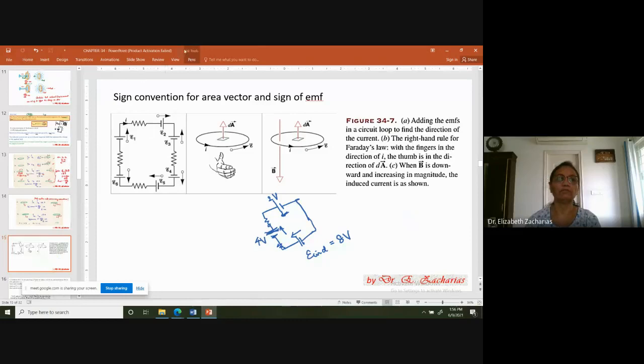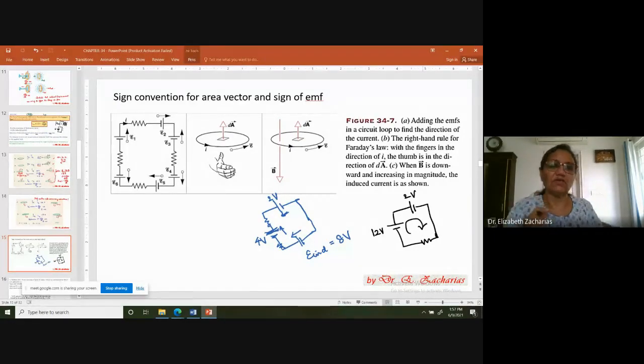Let me just draw it again. 8 and 4 will add up and you're going to have 12 volts, 2 volts. Can you guess what will be the direction of the flow of current? Is it going to be clockwise or anti-clockwise? This is the direction of the current. So basically, it is just this.